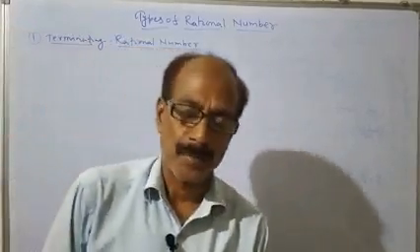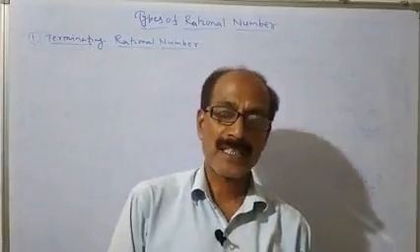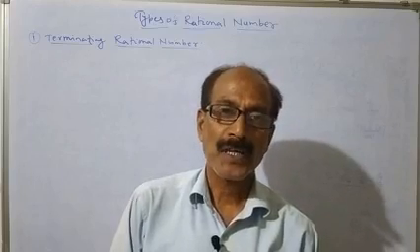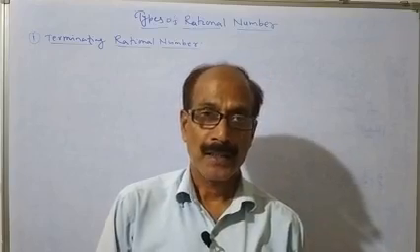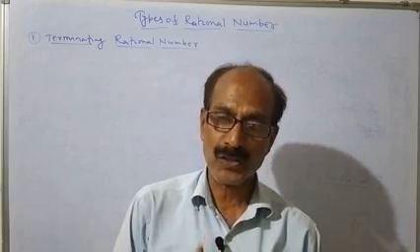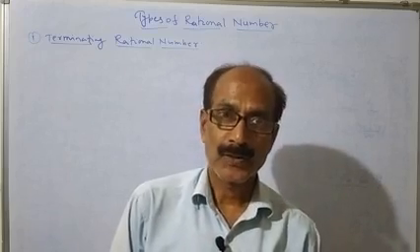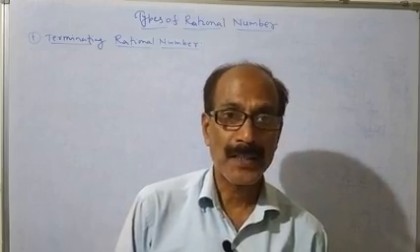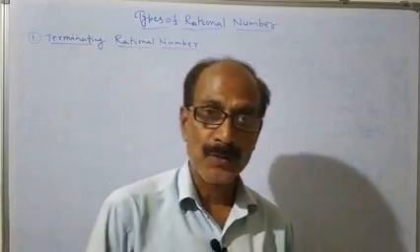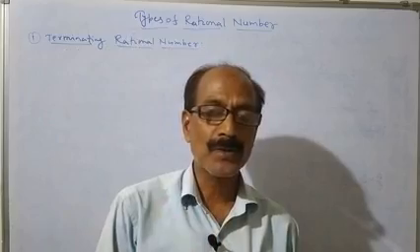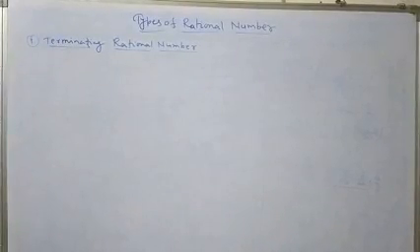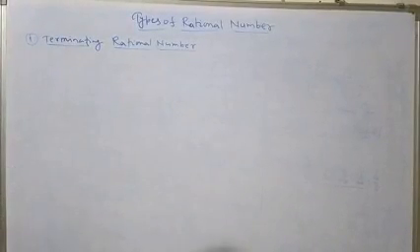Types of rational number. In the previous classes you have understood the definition of rational number. There are different types of rational number: positive rational number, negative rational number, zero rational number. Also we will understand the conversion of rational number into decimal number and decimal number into rational number. So first we will learn the types of rational number.